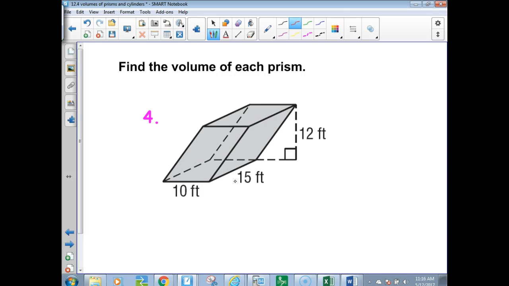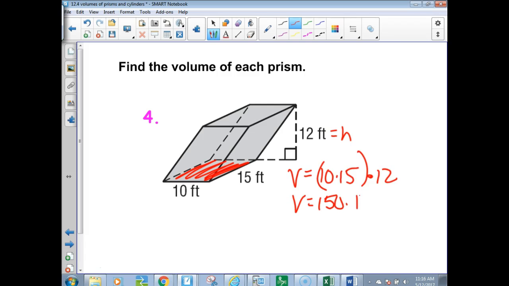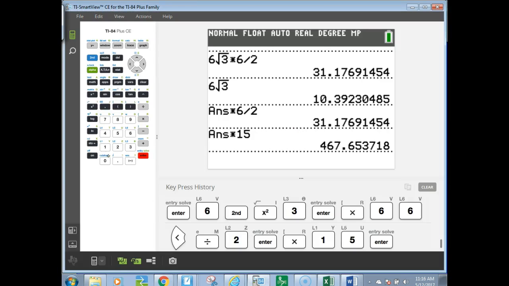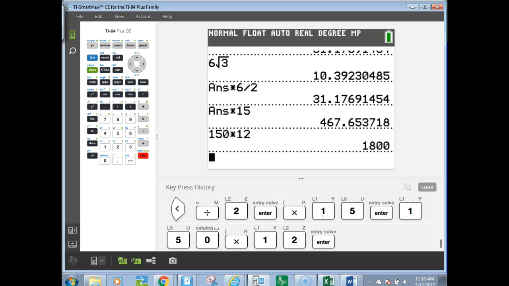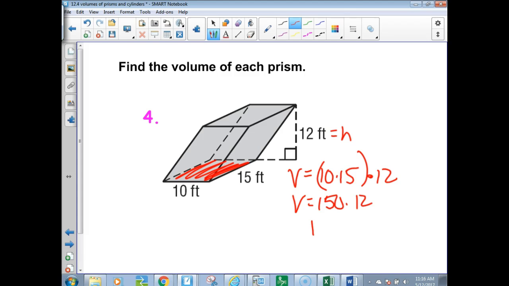All right, find the volume of the prism. It doesn't matter that it's tilted. This is going to be your height of your prism. Your base is 10 times 15, which would be the area of your base, and then we'll multiply by 12. 150 times 12, or you can just multiply those 3 dimensions. Yeah, 1,800 cubic feet. These were the easy ones. Multiply the 3. Okay.